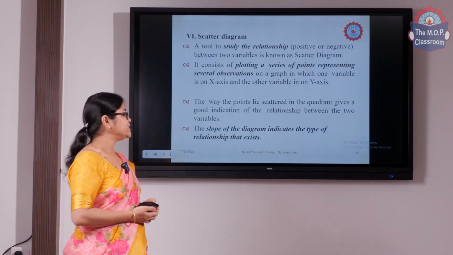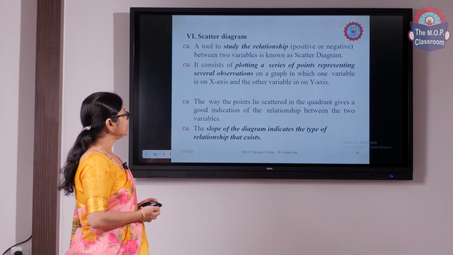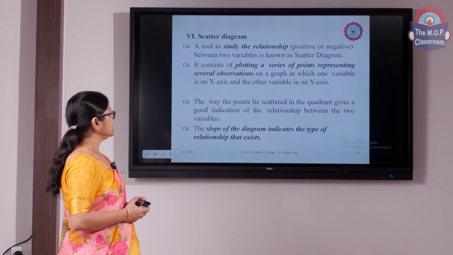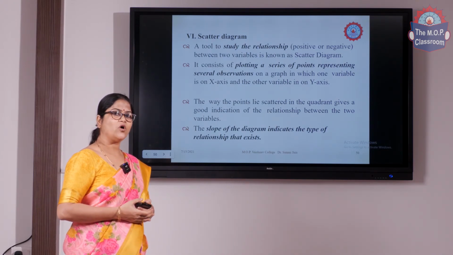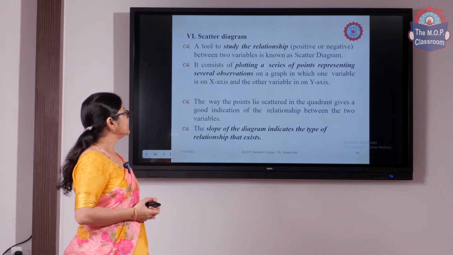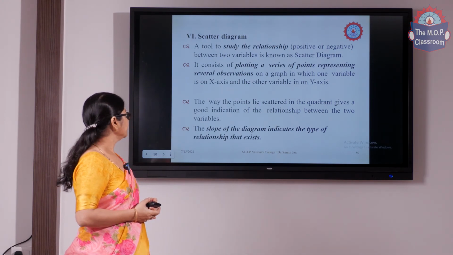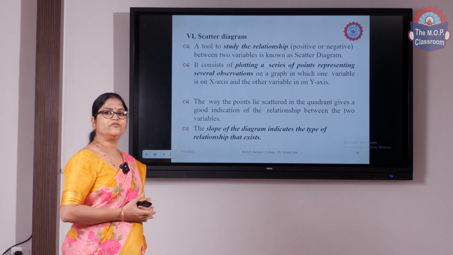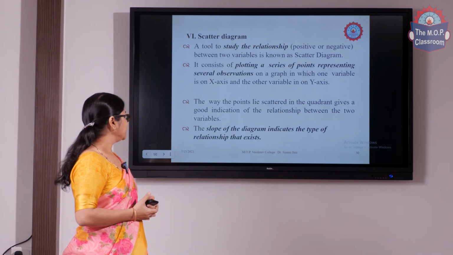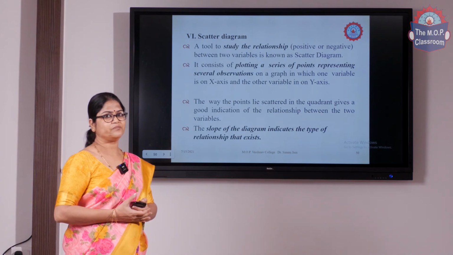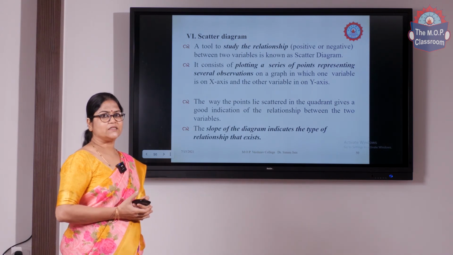The next control tool is a scatter diagram. This tool helps to study the relationship, whether positive or negative, between two variables. It consists of plotting a series of points representing several observations on a graph in which one variable is on the x-axis and the other variable is on the y-axis. The way the points lie scattered in the quadrant gives a good indication of the relationship between the two variables. Also, the slope of the diagram indicates the type of relationship that exists. We can understand both these factors in the coming slide.